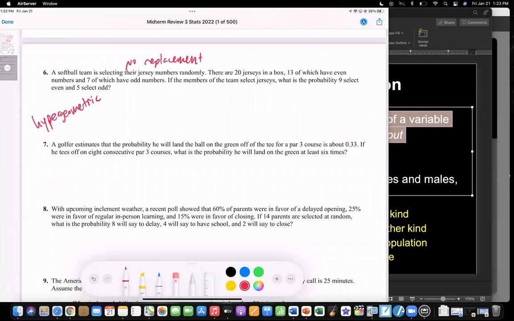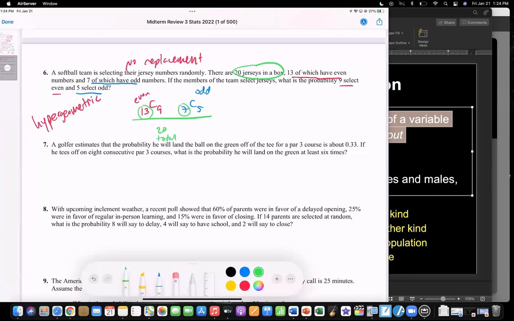Okay, let's split this up. We have even and odd, so let's look at the even and then the odd. It tells me 13 are even, and we want the probability that we select 9 that are even. So that would be 13C9: 13 total, we want 9 of them. And for odd, we have 7 are odd, and we want to select 5, so 7C5. Let me color code this. That's odd. And then we always put the total at the bottom. It tells me there are 20 jerseys total, but I could always add the 13 and the 7, and that gives me 20.